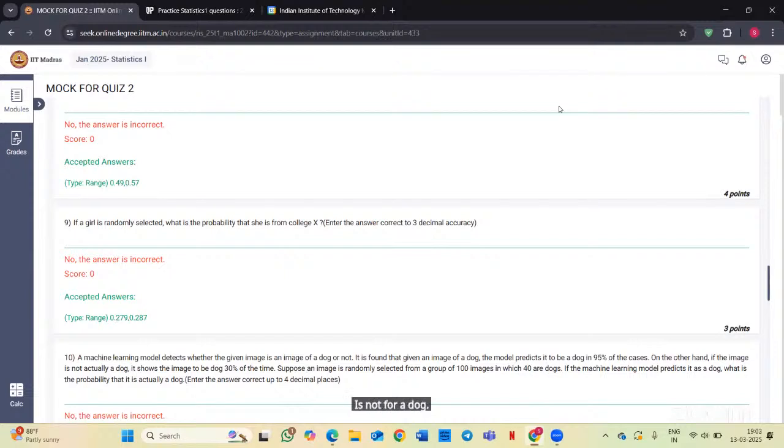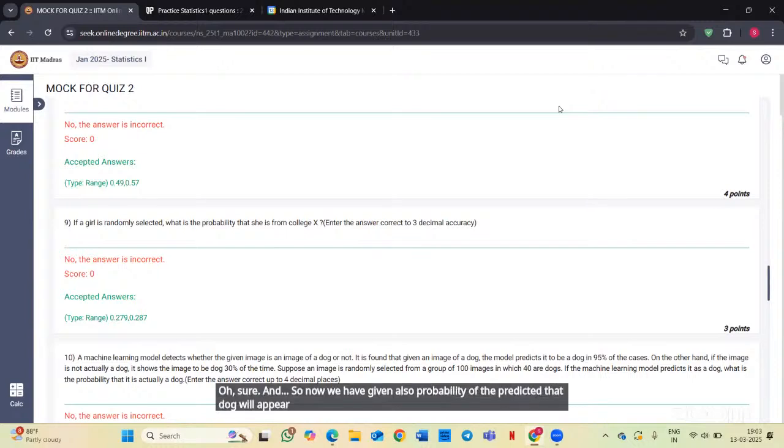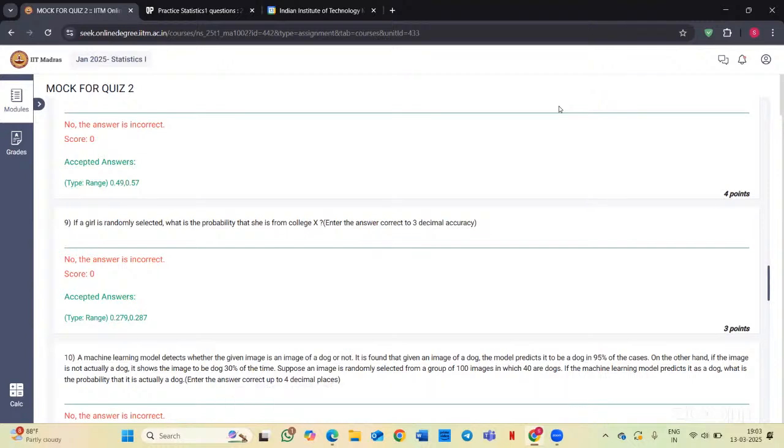Now we are also given the probability of the prediction that a dog will appear. So the probability of predicting dog given that it is a dog is 0.95. And the probability of predicting dog given that it is not a dog is 0.30.